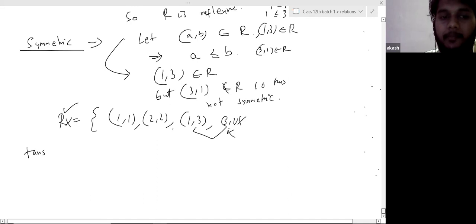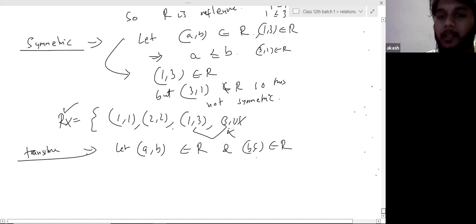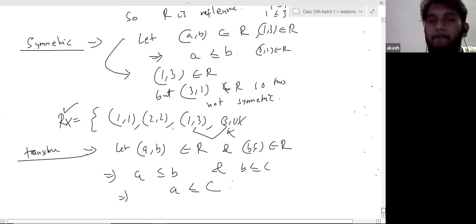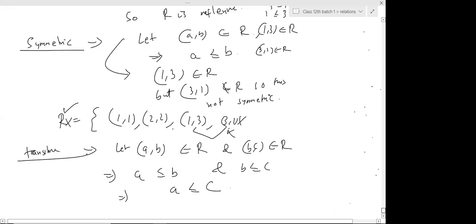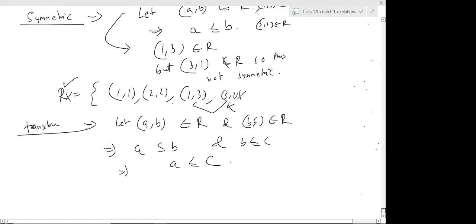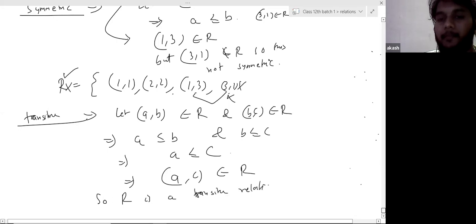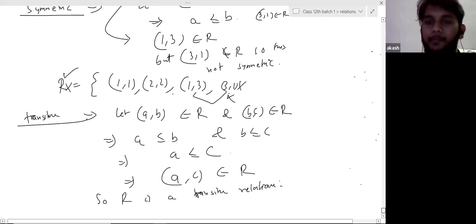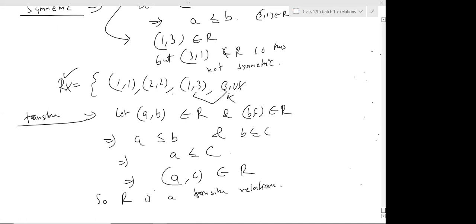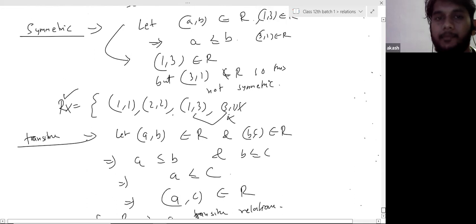Now let's see about transitive. Let (A, B) belong to R and (B, C) belong to R. This implies that A is less than or equal to B and B is less than or equal to C. So can we say A is also less than or equal to C? Can we say this or not? Yes, sir. Shikani? Yes, sir. All right. So we can say that (A, C) also belongs to R. So R is a transitive relation. This is clear, everyone? Yes, sir. All right. So note it down.